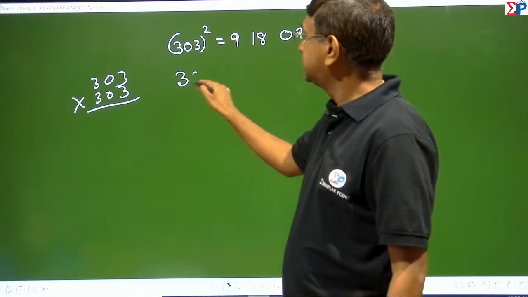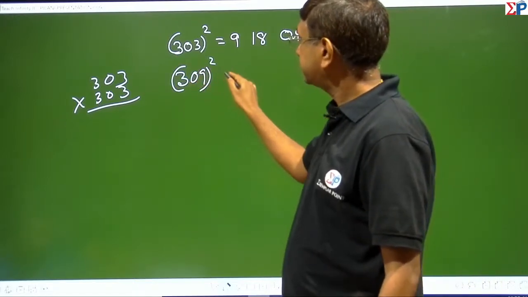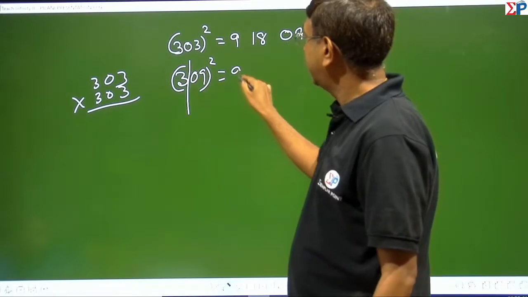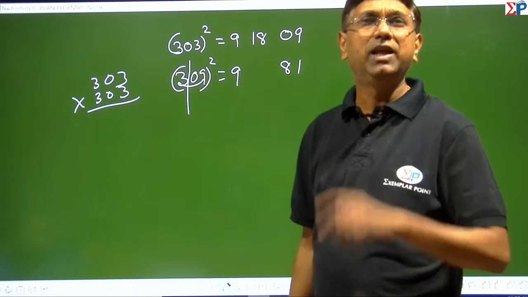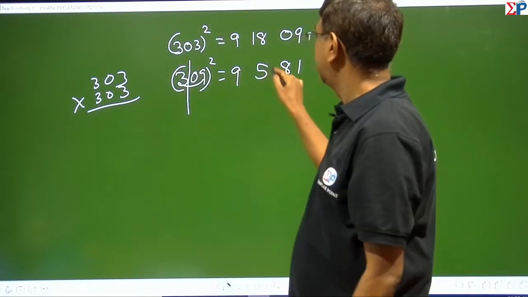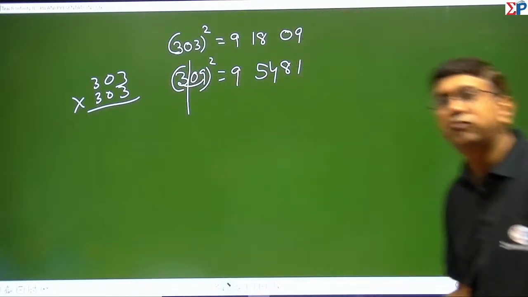ओके 309 का स्क्वायर, 3 का स्क्वायर 9, 09 का 81, 3 9s are 27 into 2 54. So 95481.